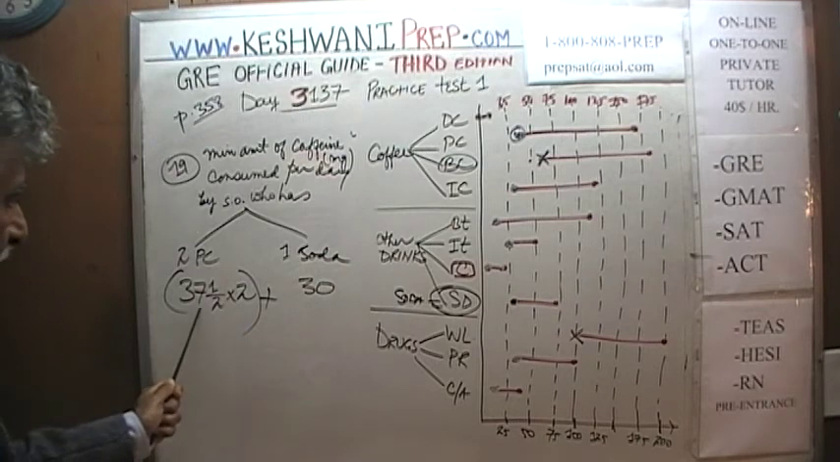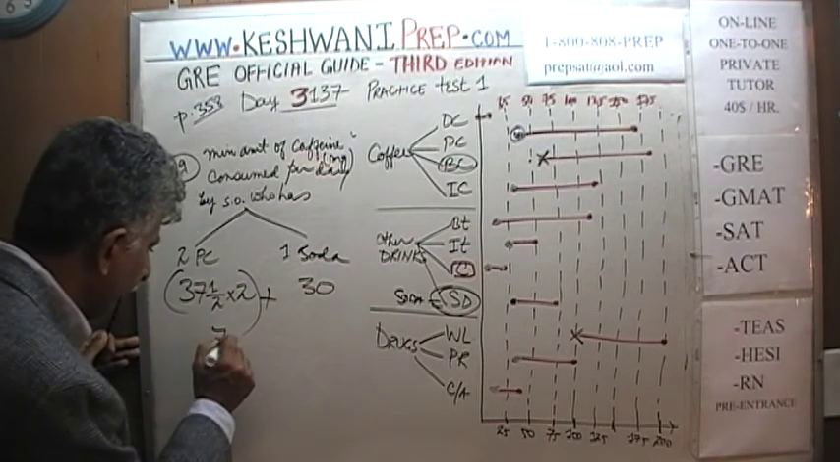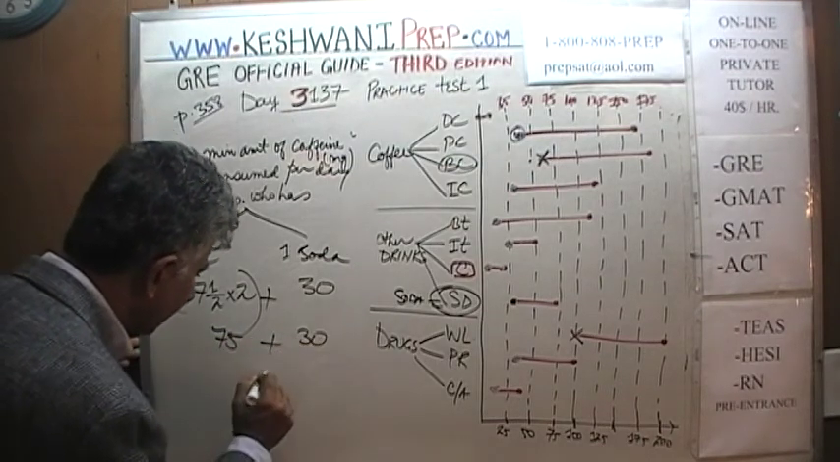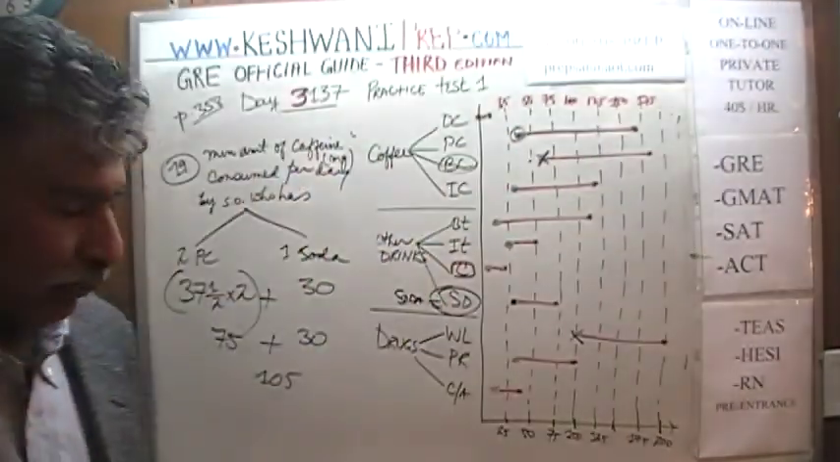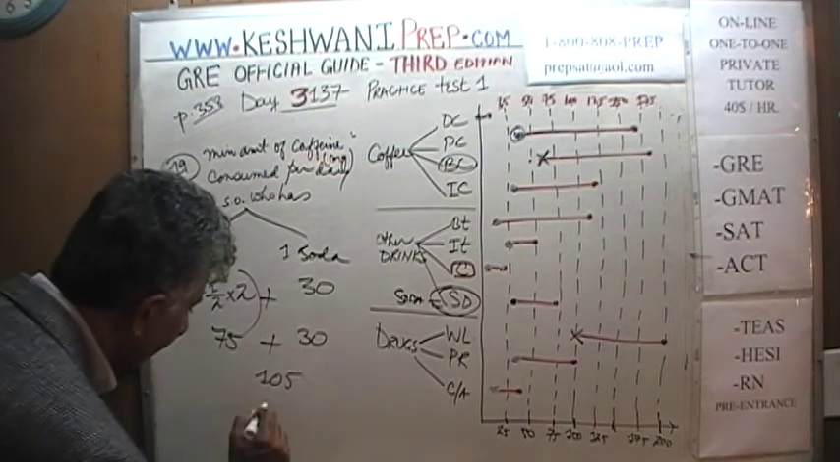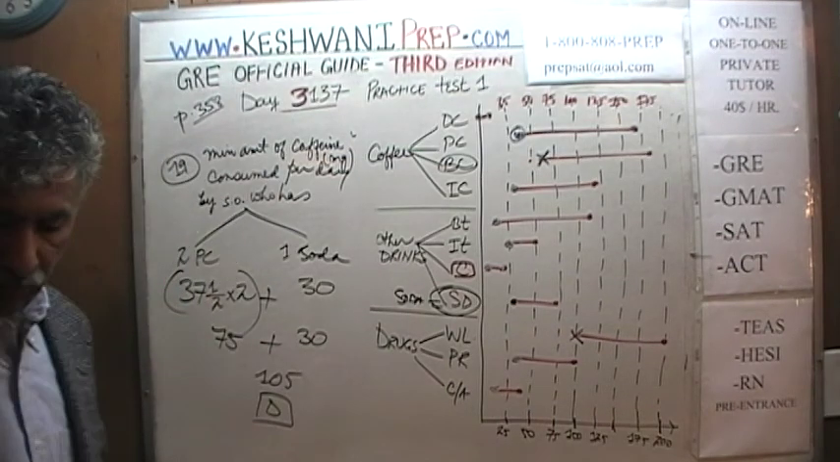35 times 2 is 70. 37.5 times 2 is going to be 75. 75 plus 30 is 105. And if you look at the answer choices, the one that comes closest to 105 is D, which says 110.